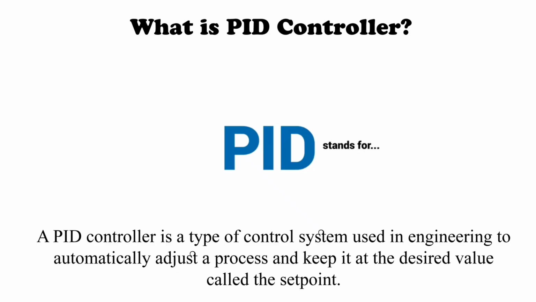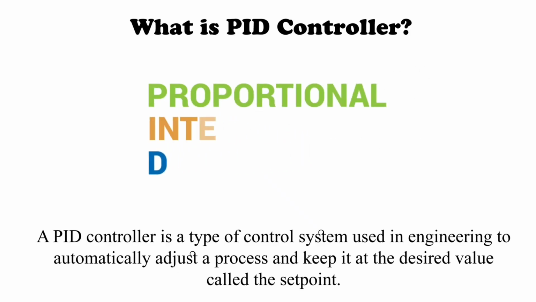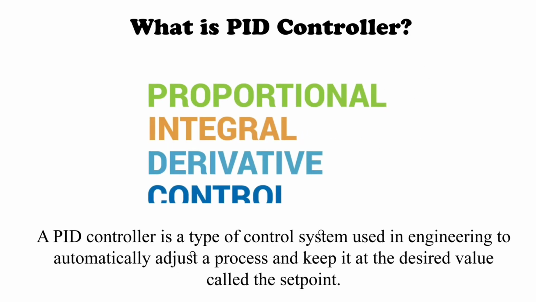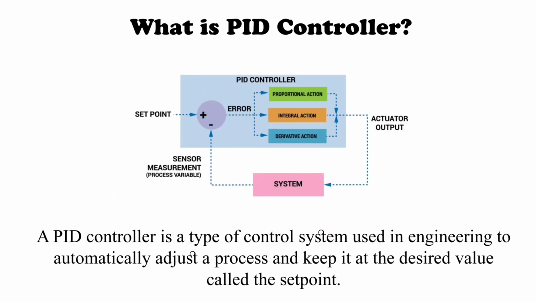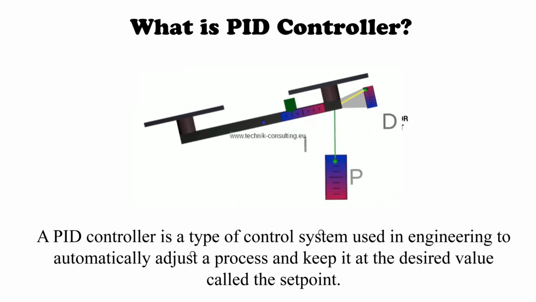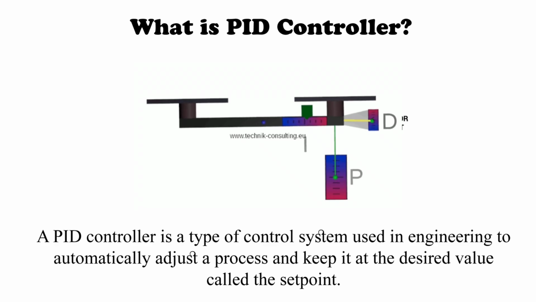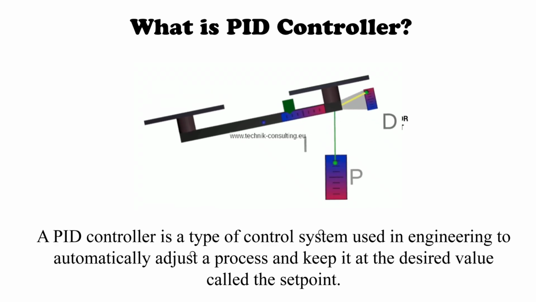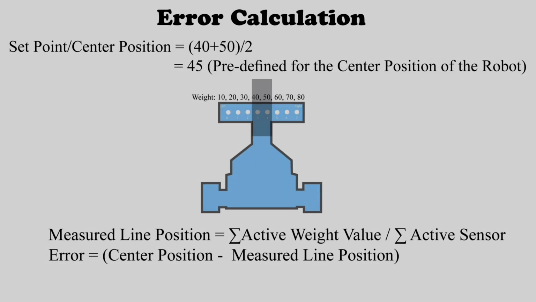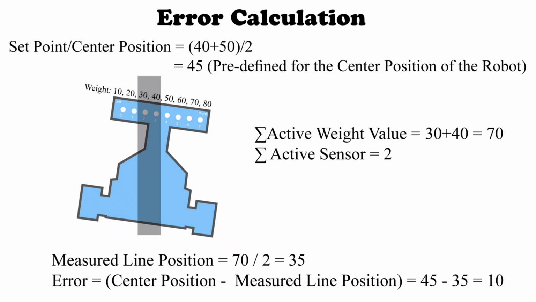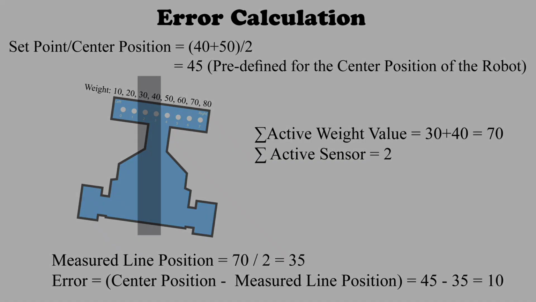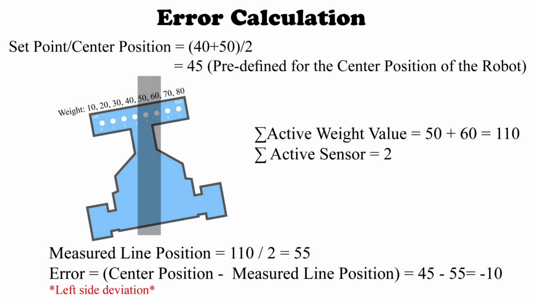Let's understand how the PID controller algorithm works. A PID controller is a type of control system widely used in engineering to automatically adjust a process and maintain it at a desired value, known as the setpoint. It continuously calculates the difference between the setpoint and the actual measured value, which is called the error. In the case of a line follower robot, this error represents how far the robot has deviated from the center of the line. When the robot shifts to the right, the error becomes positive, and when it shifts to the left, the error becomes negative.